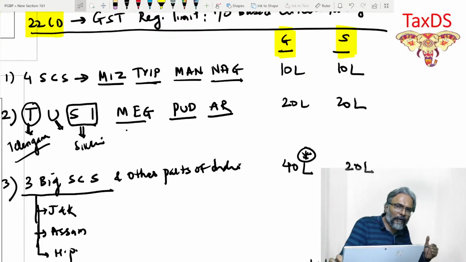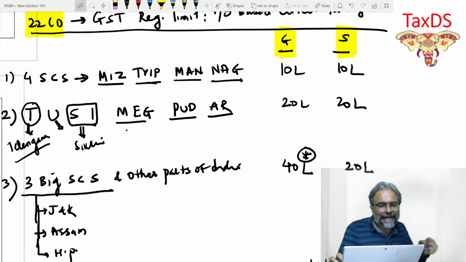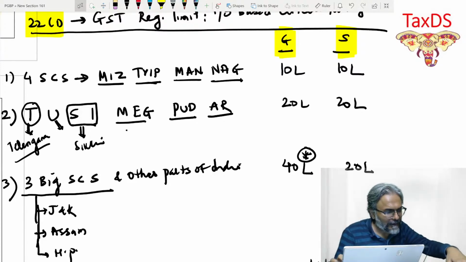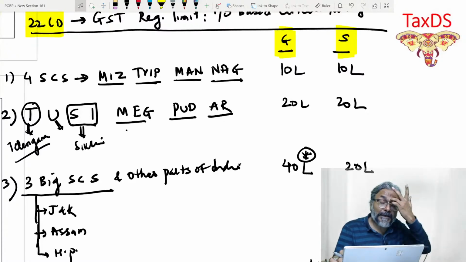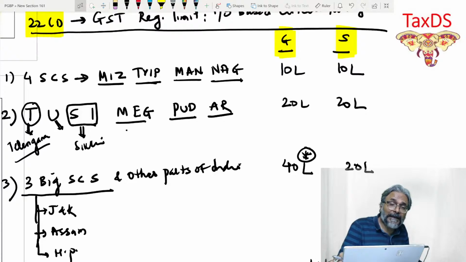Now, for point number one, the four special category states, students, which is Mizoram, Tripura, Manipur, and Nagaland: 10 lakhs each, be it goods or be it supply of services. The next six special category states, which is Telangana, Uttarakhand, Sikkim, thereafter Meghalaya, Puducherry, and Arunachal Pradesh: for that, 20 lakhs is the limit for both goods and services.